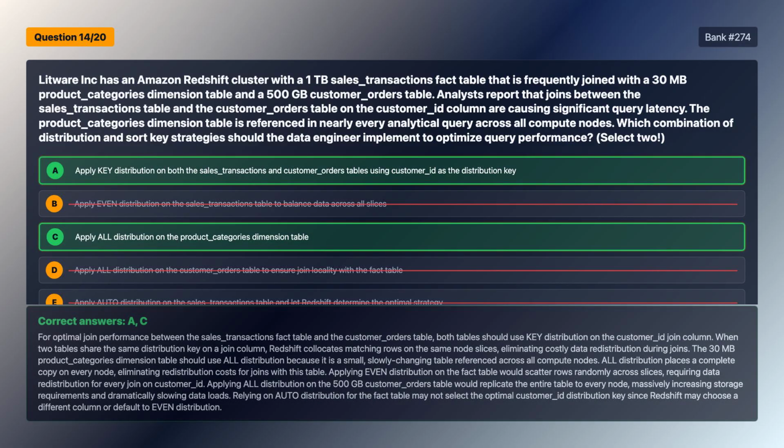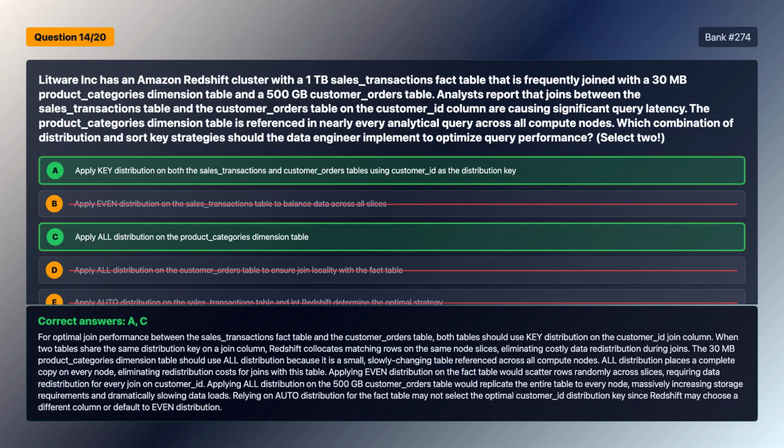The correct answers are option A and option C. For optimal join performance between the sales transactions fact table and the customer orders table, both tables should use key distribution on the customer ID join column. When two tables share the same distribution key on a join column, Redshift collocates matching rows on the same node slices, eliminating costly data redistribution during joins.